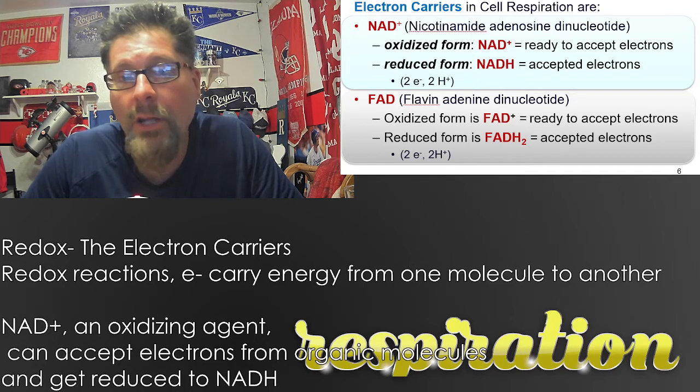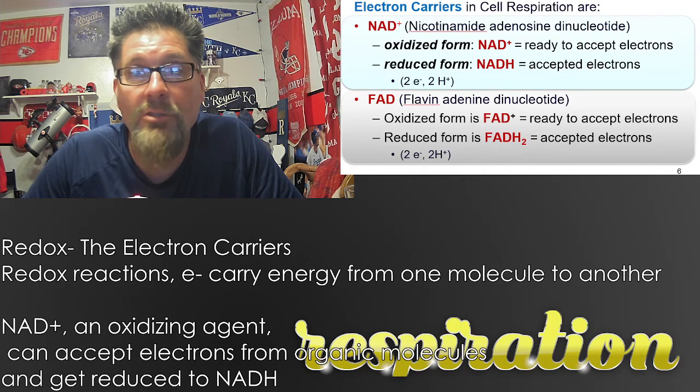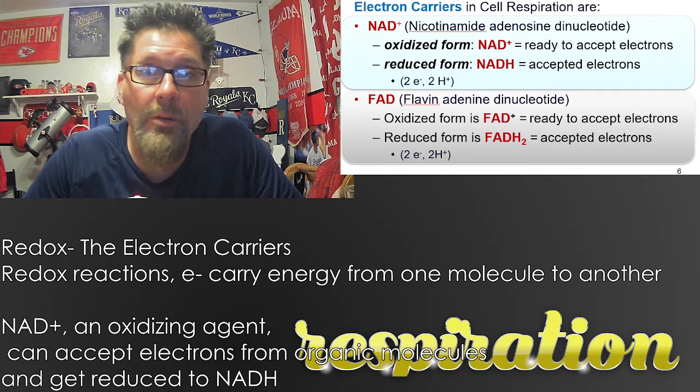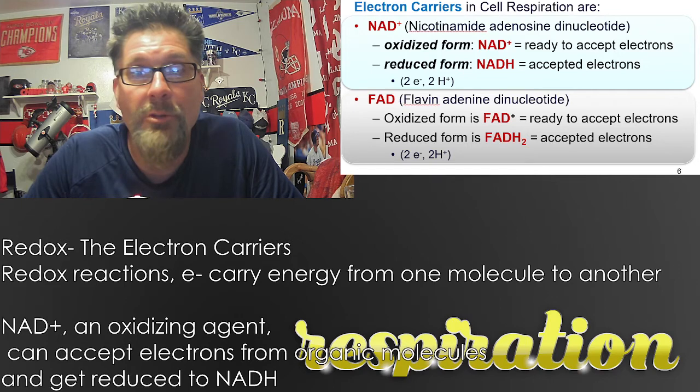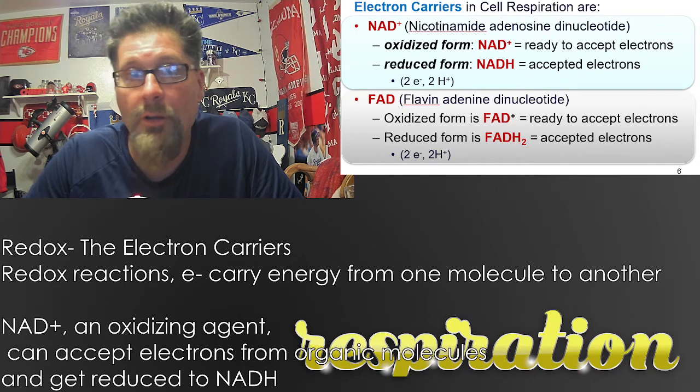So NAD is an oxidizing agent, and it just accepts electrons from the organic molecules. In this case, it's going to be the glucose, and when that happens, it gets reduced down to the NADH molecule.